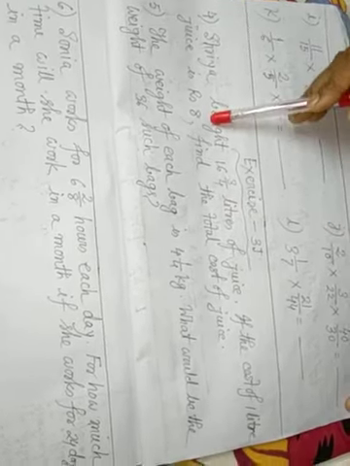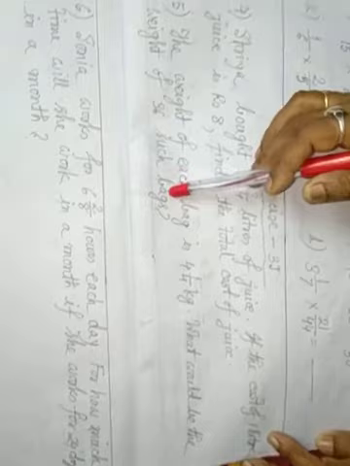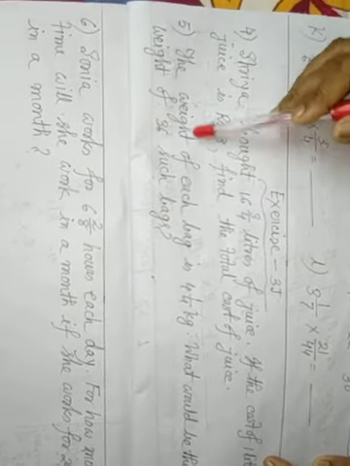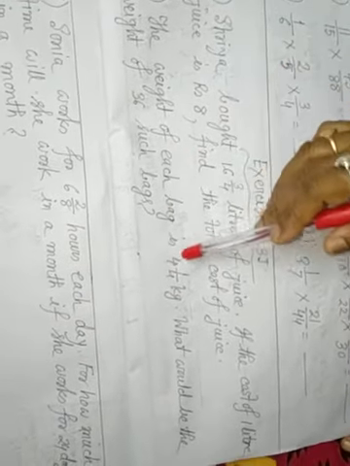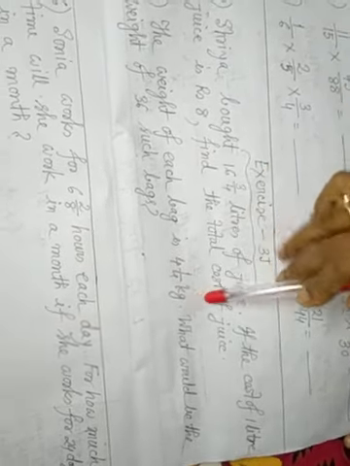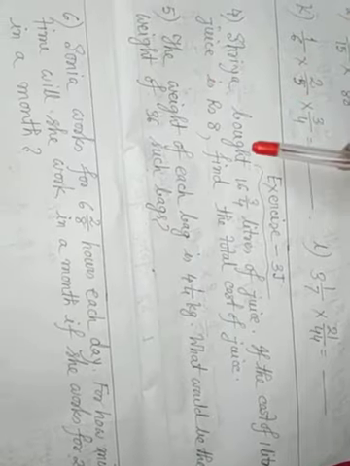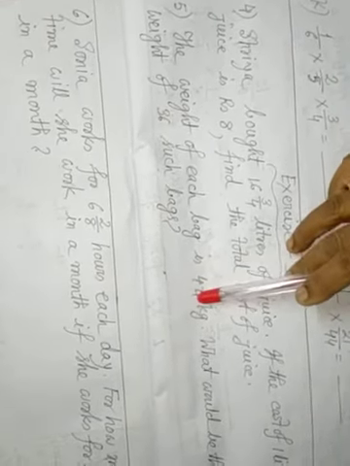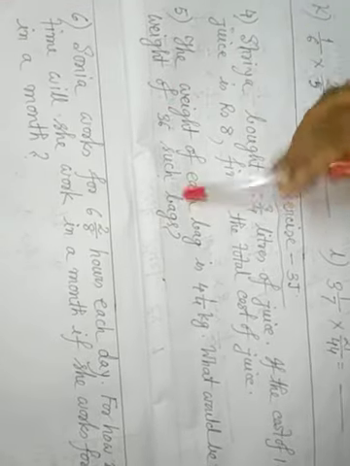Okay. 5. The weight of each bag is 4 1 by 4 kg. What would be the weight of 36 such bags? So the weight of one bag is 4 1 by 4 kg. So what is the weight of 36 bags?